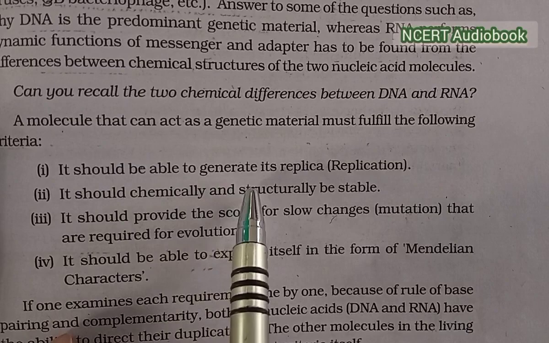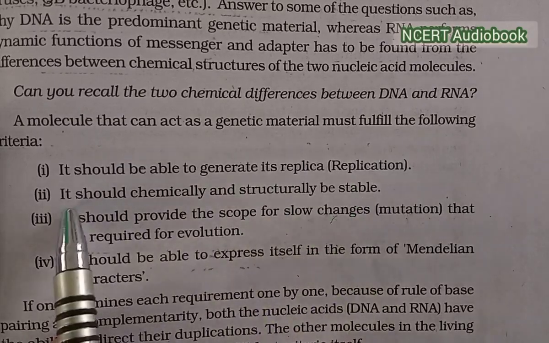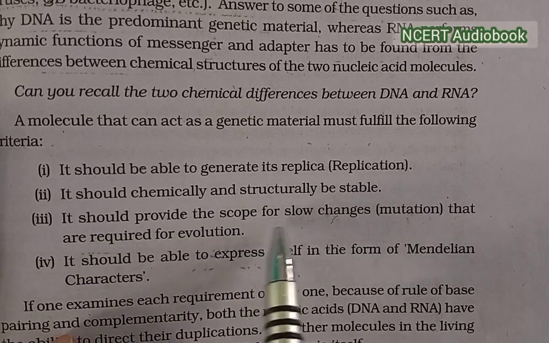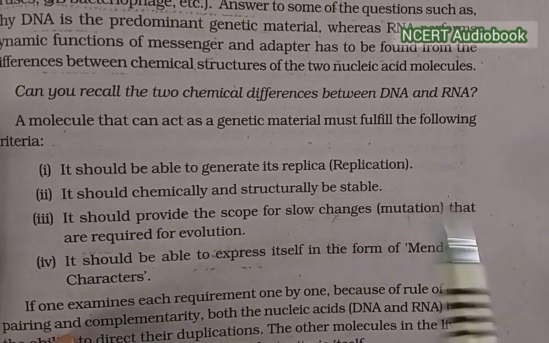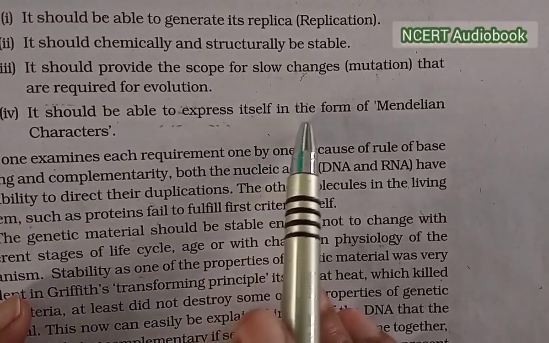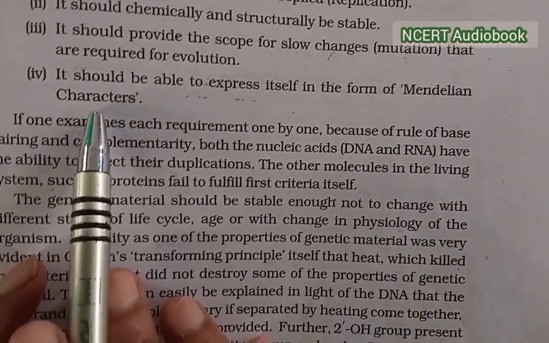It should be able to generate its replication. It should be chemically and structurally stable. It should provide the scope for the slow changes, mutations, that are required for evolution. It should be able to express itself in the form of Mendelian characters.